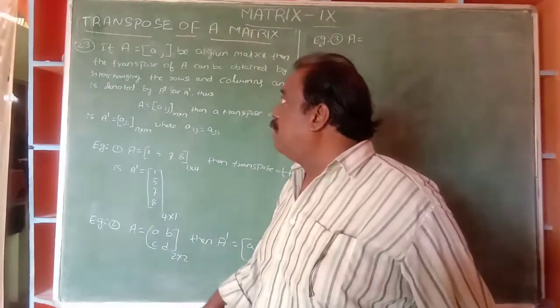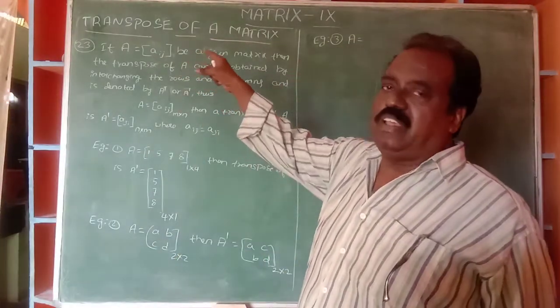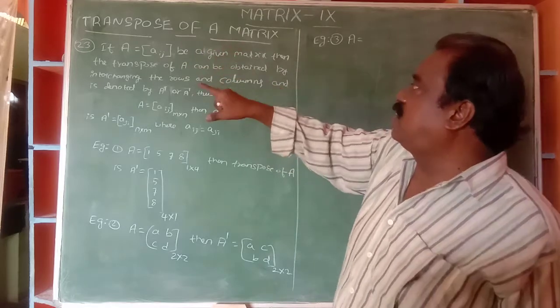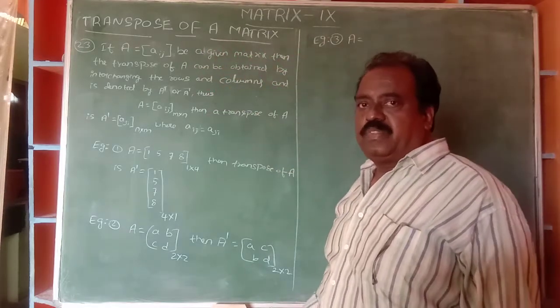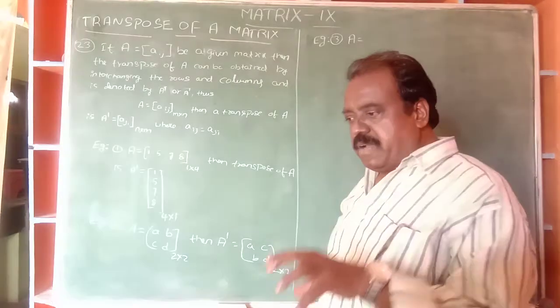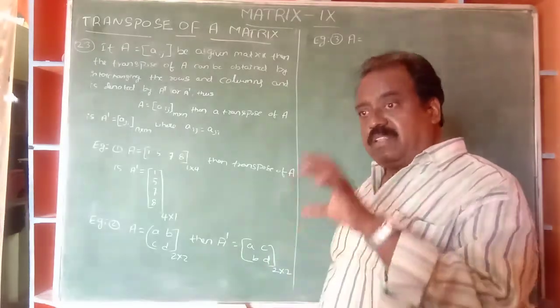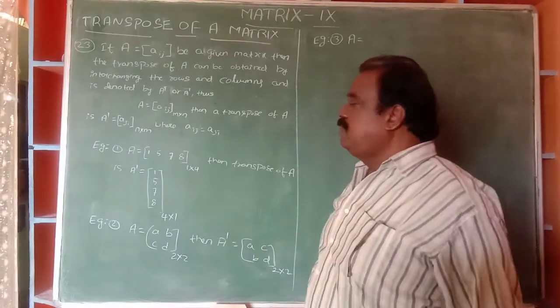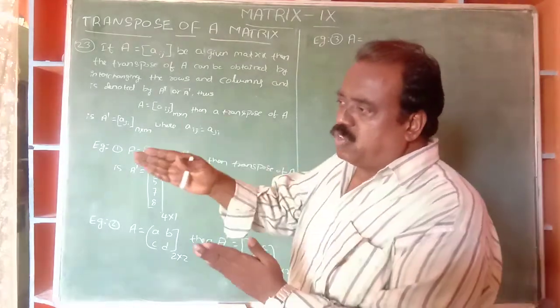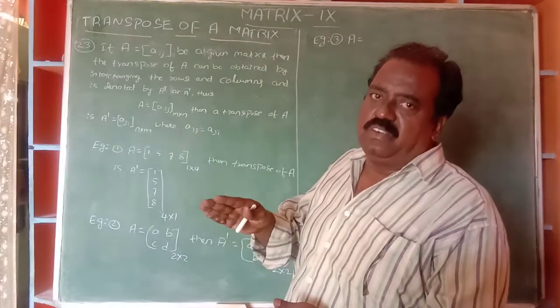Now it is over. Next, this is one more type of matrix. It is the transpose of a matrix. Transpose of a matrix. For a given matrix, there is a transpose. What does the transpose of a matrix mean? It's very simple. The rows and the columns are interchanged.